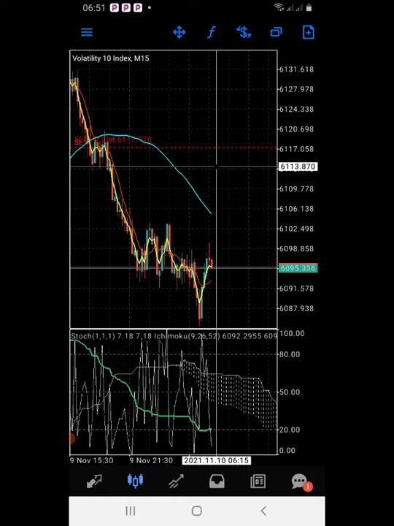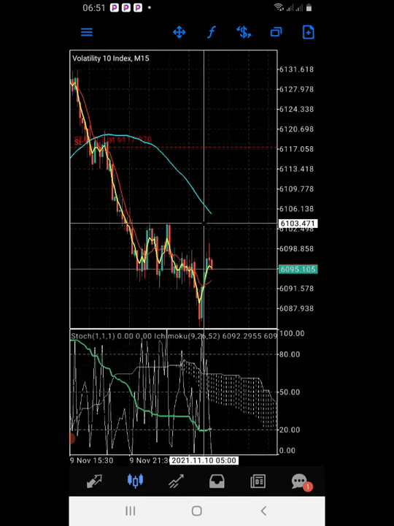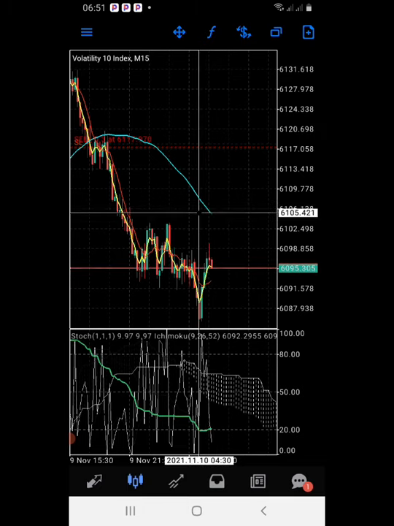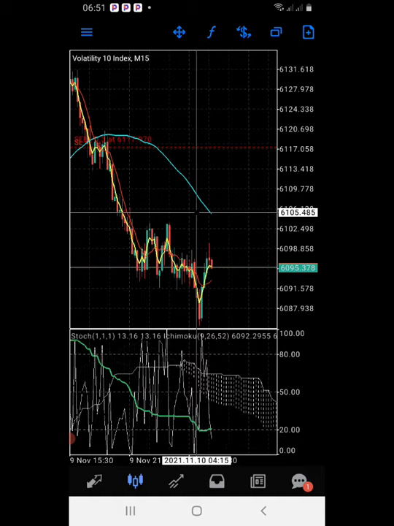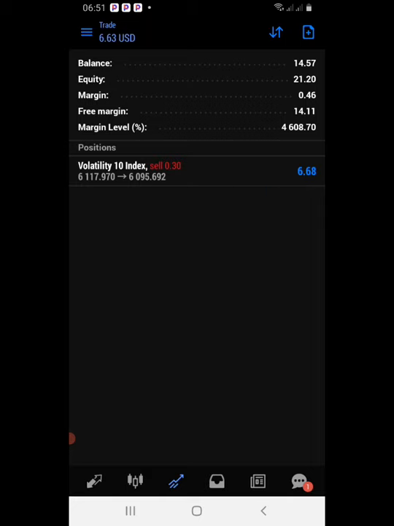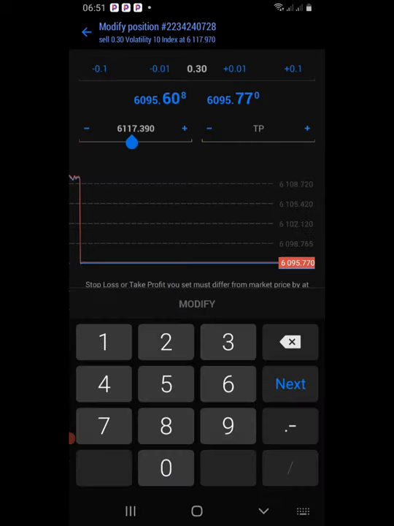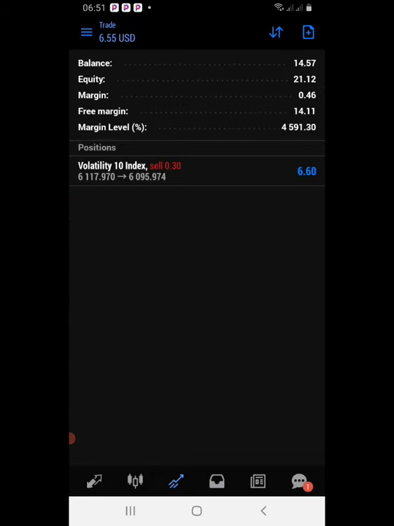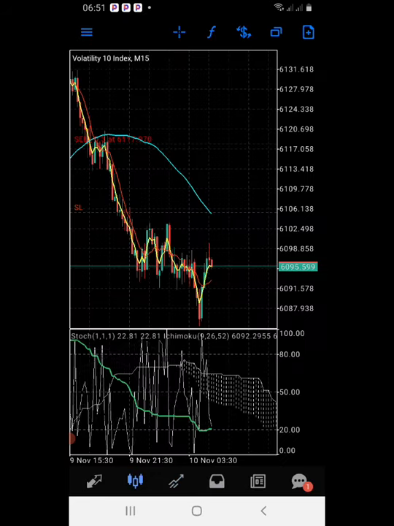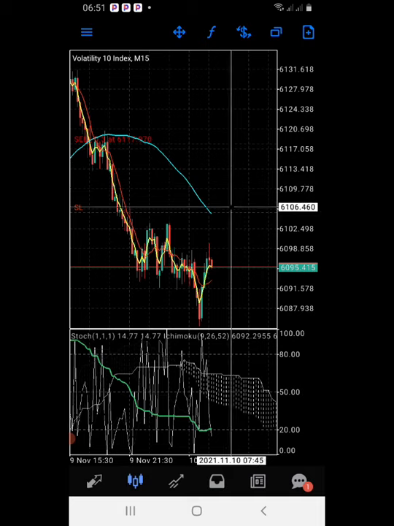So what I'm going to do now is move my stop loss down to this point. Guys, I'm showing you this strategy. I'm going to move my stop loss to this point, which is 6105.4. Modify. So my stop loss has been adjusted, guys, to this point.